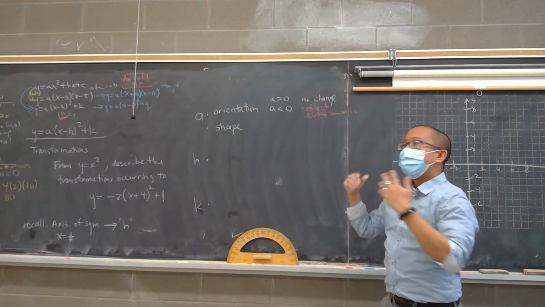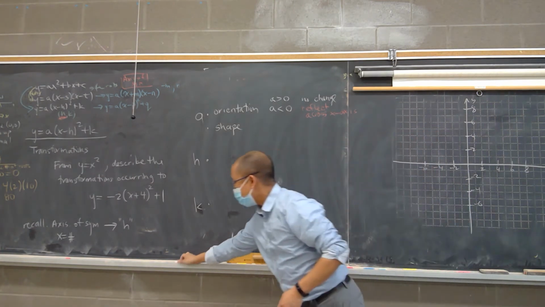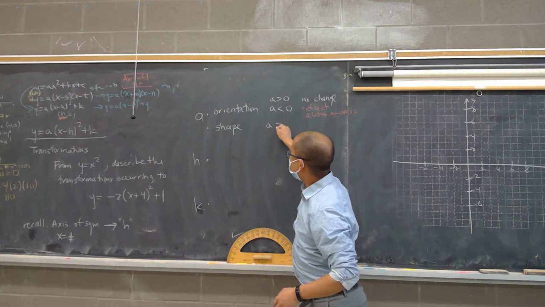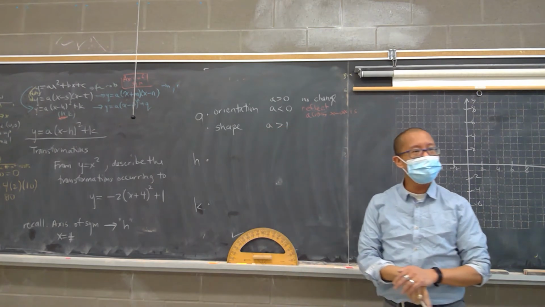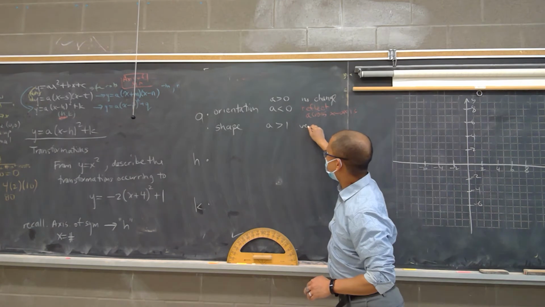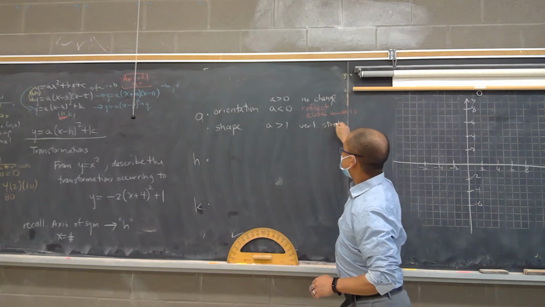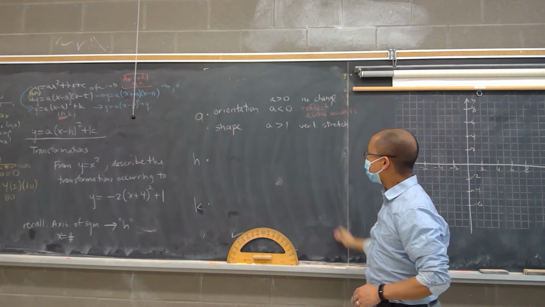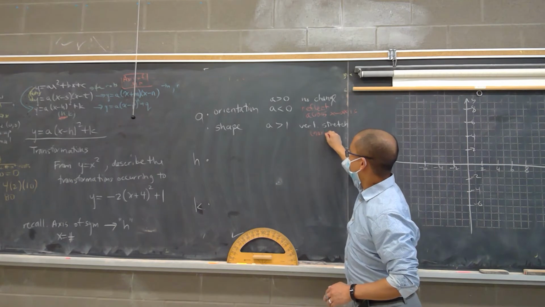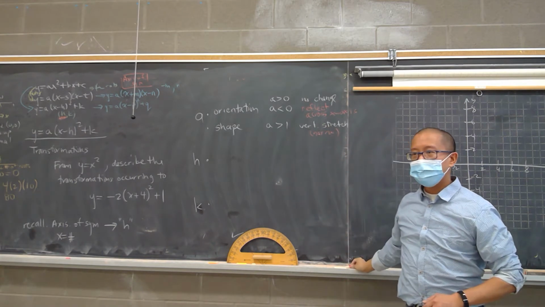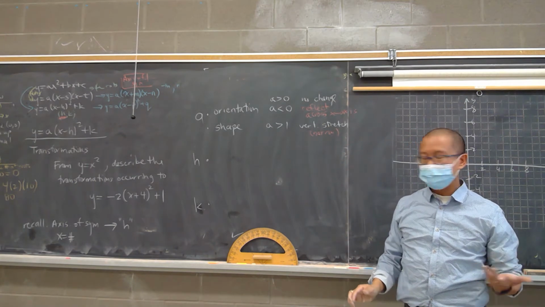Shape for a is a little different. Shape, when a is greater than 1, a lot of you actually know this means a vertical stretch. What's a vertical stretch? That means it's going to be narrower. So I'm just using some colloquial words that a lot of you actually noticed from grade 10.